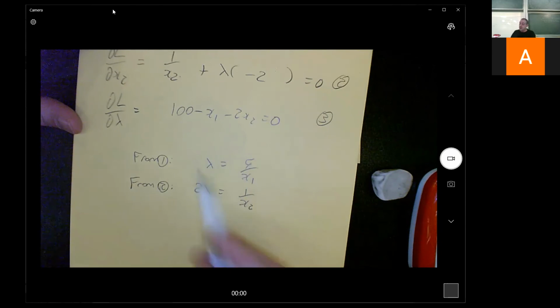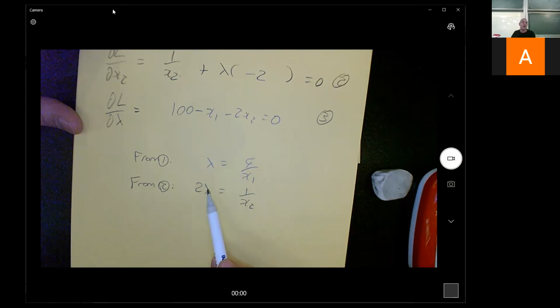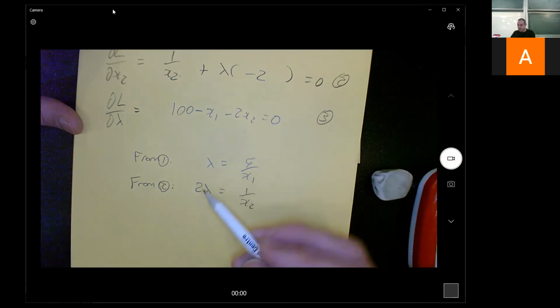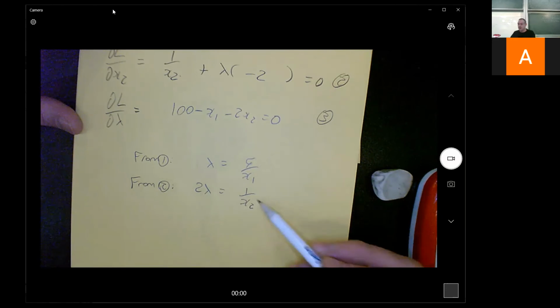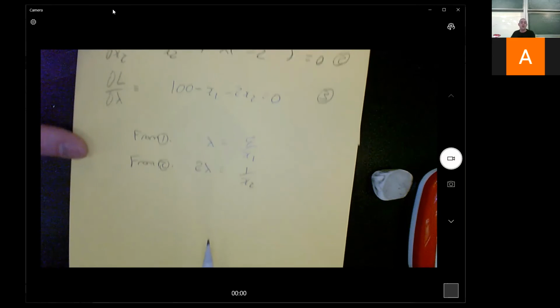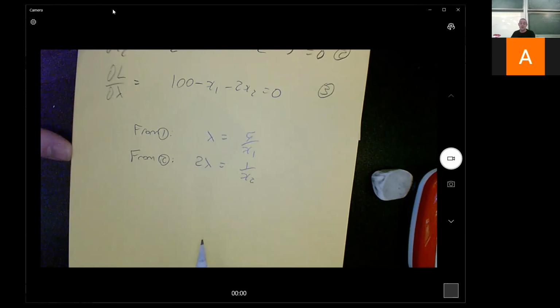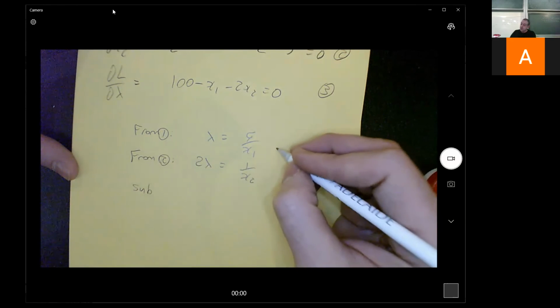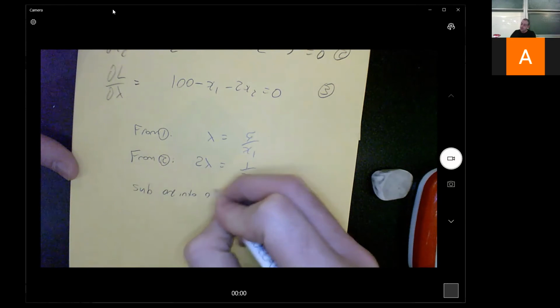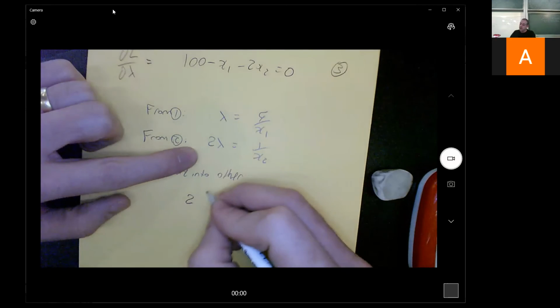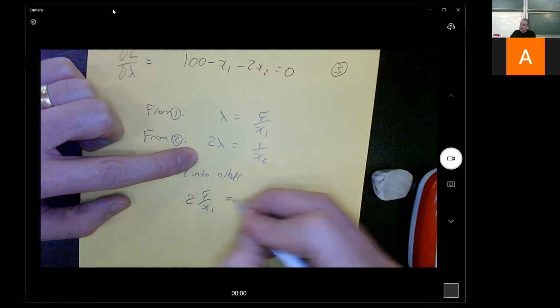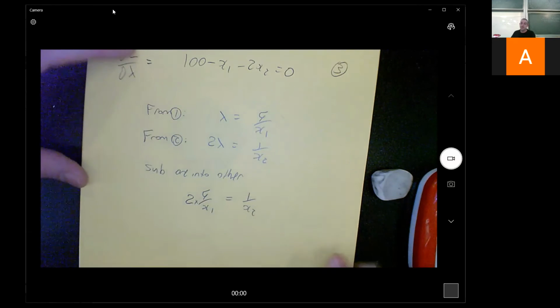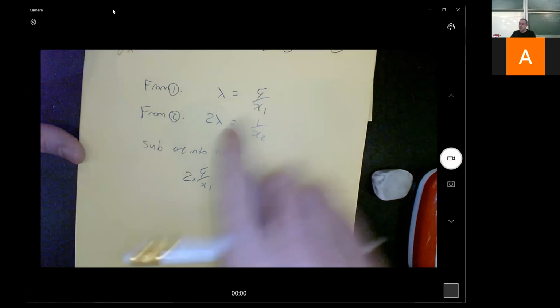For example, I could sub this one into there, because lambda is 4 on x1, so I could replace that with 4 on x1. Or I could go this one divided by that one, and 2 lambda divided by lambda is 2, and this divided by that is whatever it works out to be. So I get to choose how I deal with that. I'm going to sub one into the other. So I'll get 2 lots of 4 divided by x1 is equal to 1 over x2. So I put this there instead of lambda.